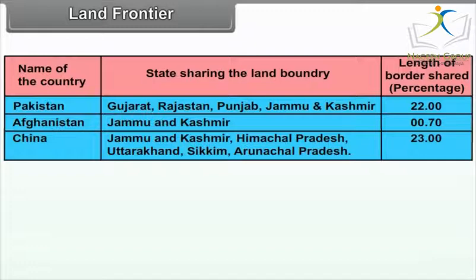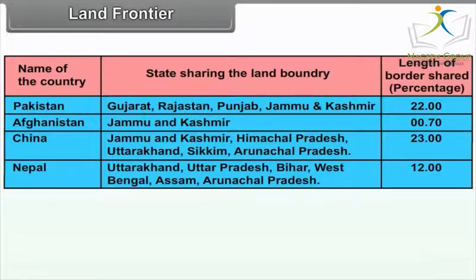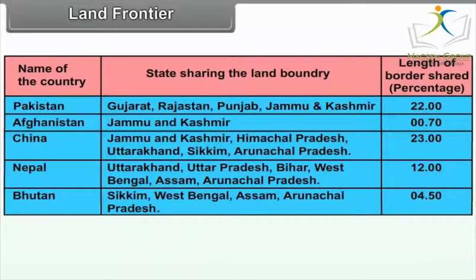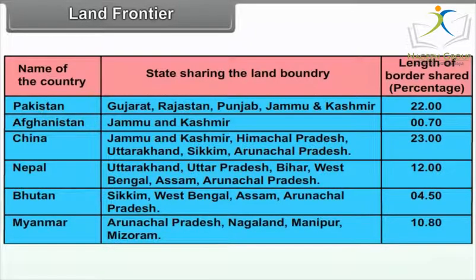China: Jammu and Kashmir, Himachal Pradesh, Uttarakhand, Sikkim, Arunachal Pradesh, 23%. Nepal: Uttarakhand, Uttar Pradesh, Bihar, West Bengal, Sikkim, 12%. Bhutan: Sikkim, West Bengal, Assam, Arunachal Pradesh, 0.50%. Myanmar: Arunachal Pradesh, Nagaland, Manipur, Mizoram, 10.80%.